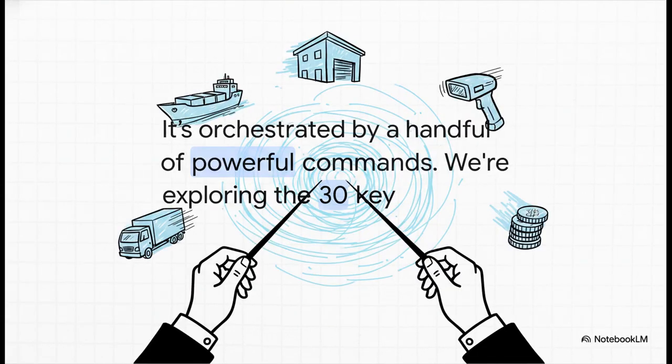Well, it's not magic, it's more like a digital symphony. And every symphony needs a conductor with a score, right? In this case, the score is a handful of really powerful commands, or what we call transaction codes. We've boiled it down to the 30 absolute key players, the ones that orchestrate literally everything, from planning the perfect route to making sure the driver gets paid.